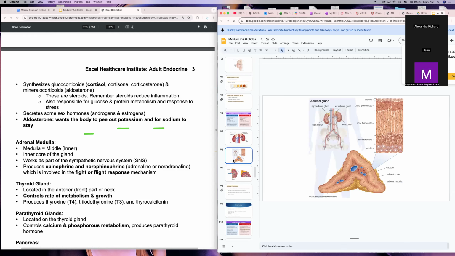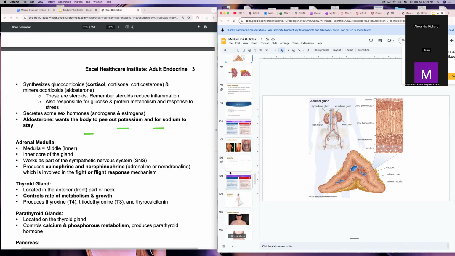And now we're going back to the adrenal medulla, which is in the middle. It works as part of the sympathetic nervous system, and it produces epinephrine and norepinephrine. Make sure you know the other name for epinephrine is adrenaline, and the other name for norepinephrine is noradrenaline. This is involved in the fight or flight response mechanism.